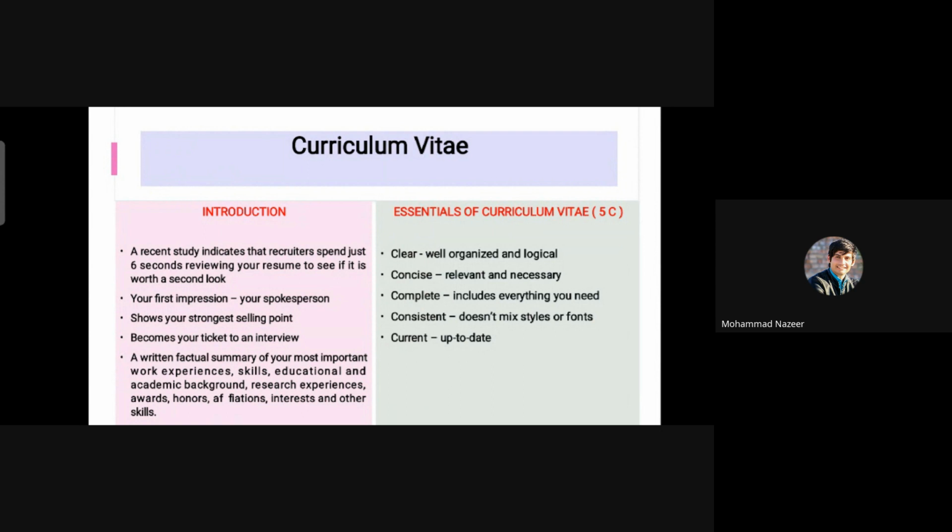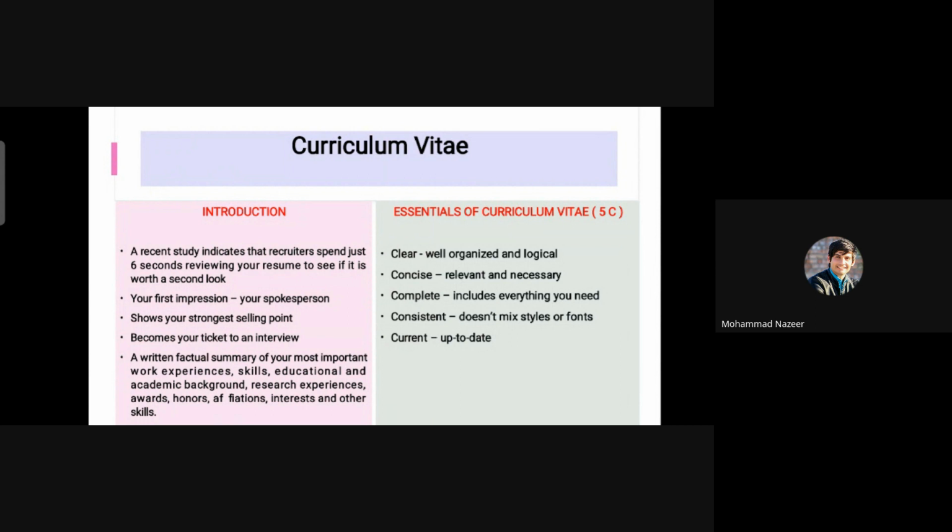Because any company gets hundreds and thousands of resumes, and there are so many people who do not have jobs. So what is best in you? Why should a company hire you? That is where your curriculum vitae becomes a ticket to your interview. First of all, they are going to shortlist you and then they will call you for an interview.